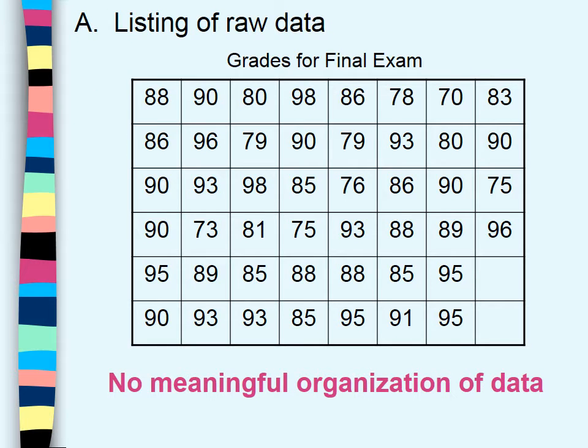Here is an example of univariate statistics for descriptive statistics, where it's just raw data, grades for a final exam. And so even I wouldn't use this because it's not really meaningful, it's not organized. Now, if I wanted to, I could look through, I could add all of these up and divide it by the number of exams that I have to get my mean. I could look for the mode through here.